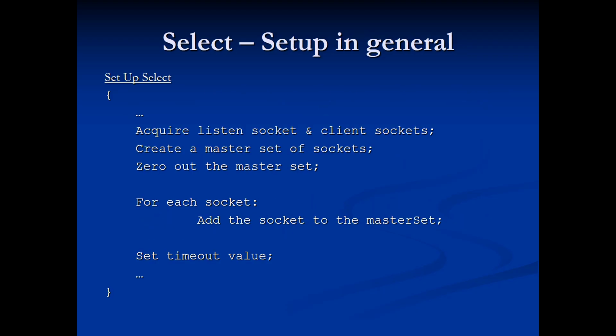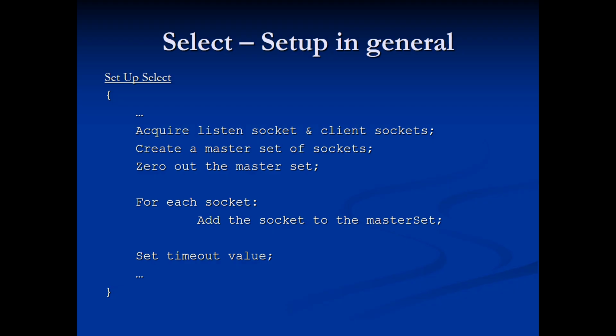So this is the setup in general for select. You acquire a listen socket and client sockets, like you have been doing. So your example is lab one, where you had the spaghetti relay server side, where you had a listen socket, you defined it, you gave it a value, and then once you called accept, you had that client socket that's connected to that particular client that finished that connect call.